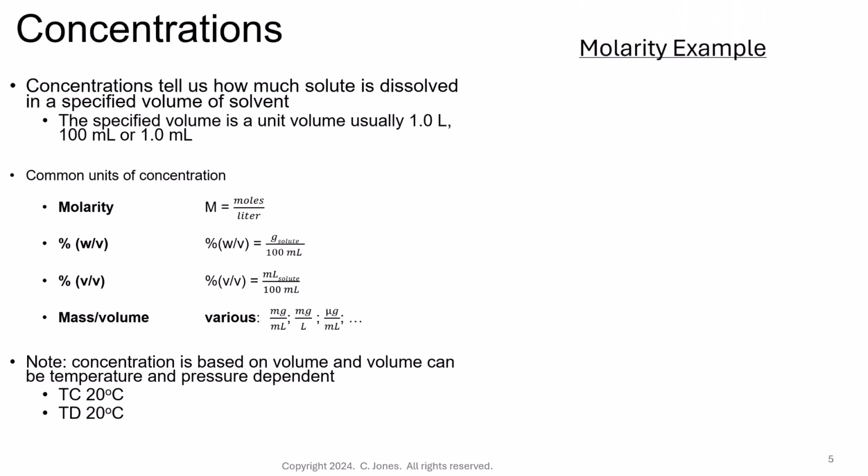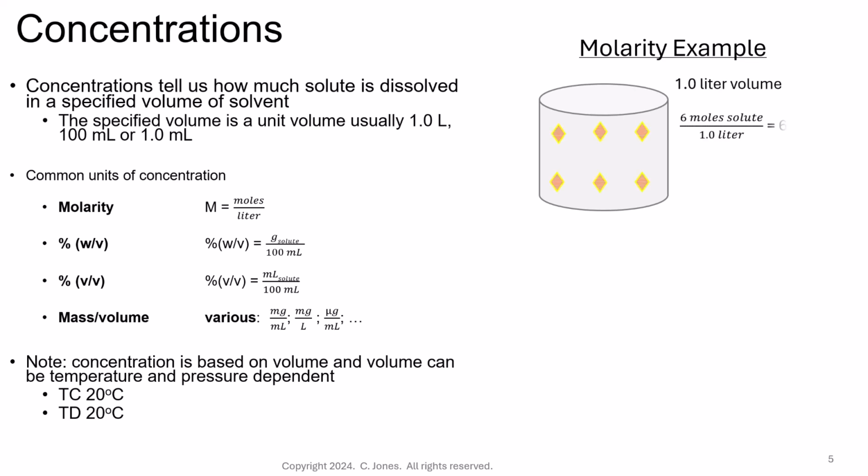So our example here is a molarity example. Okay, and so we're going to start with our unit volume, 1 liter. And in that 1 liter, we're going to dissolve 6 moles of solute. And I'm not specifying what the solute is, I just want to get the concept down here. So we have 6 moles. Each little diamond here represents 1 mole. Remember, 6.022 times 10 to the 23rd molecules here for each of these diamonds in 1 liter. And so moles per liter, this gives us a concentration of 6.0 molar, right?